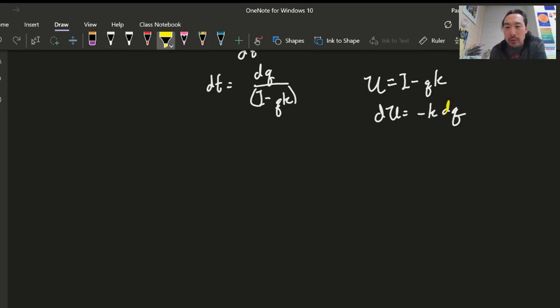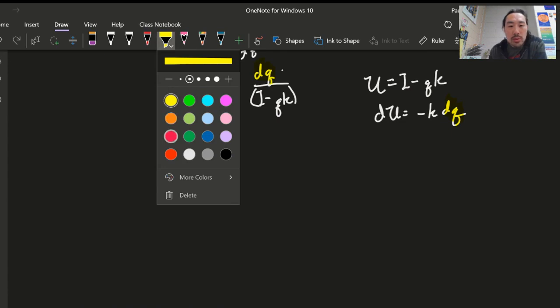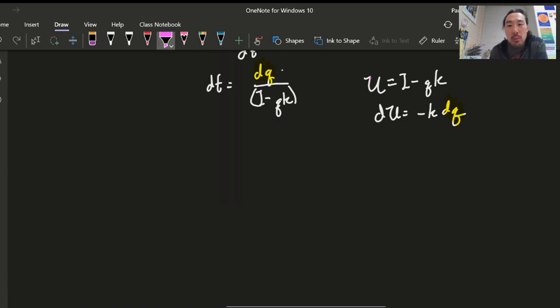Now the helpful thing about this is that we have that dq here, and we have the dq here, so that's part of our substitution. And the other substitution is the one that we created ourselves. We have this phrase here, which we're going to substitute into that denominator there. And so with all the substitutions, we get dt is equal to negative 1 over k du over u. And now we can take the integral of both sides.